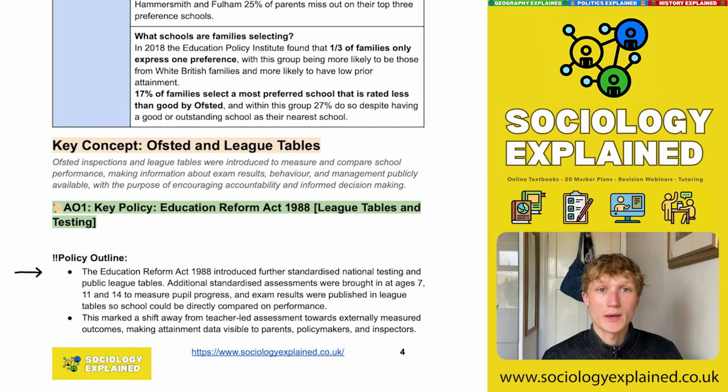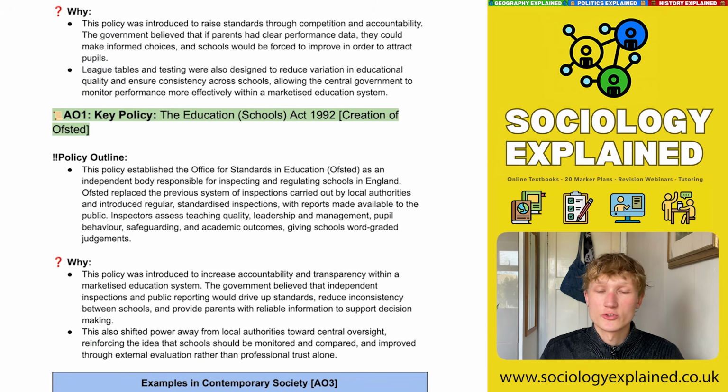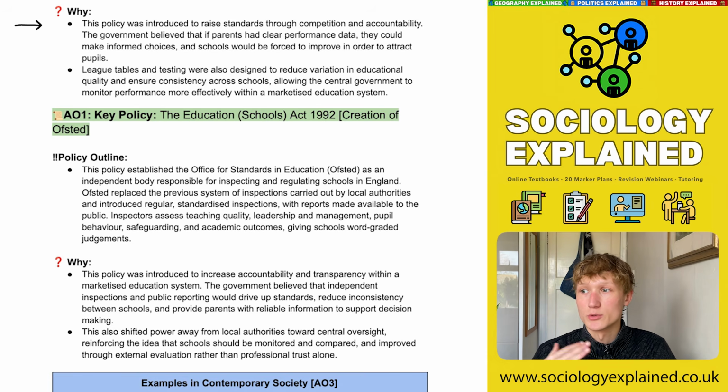And of course this data became very linked to how successful a school was, and it was very obviously publicly visible. So again, this was introduced with the thinking that because this was being made publicly available, it would force schools to do better to ensure that they performed well on league tables and that they were able to attract students and maintain a good reputation.